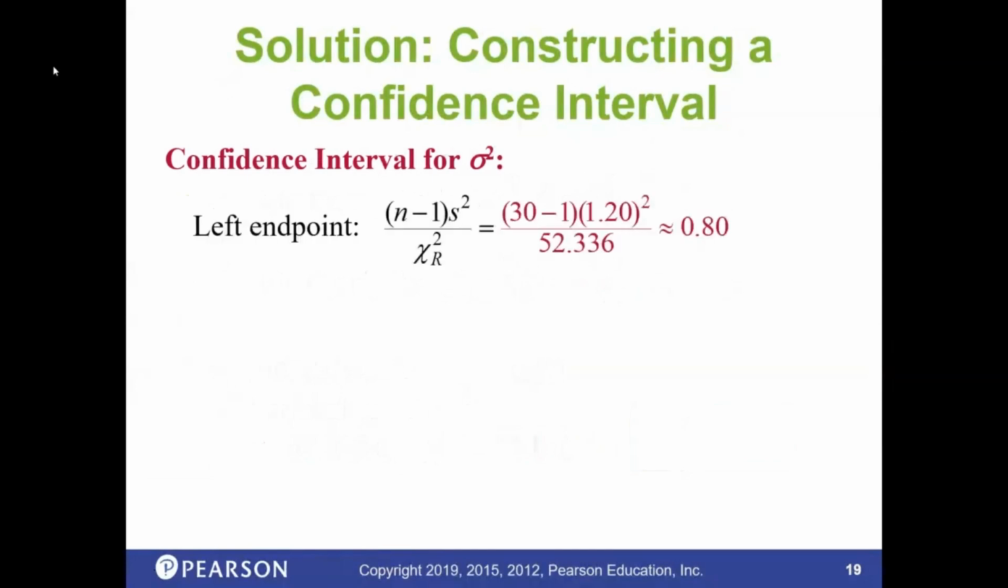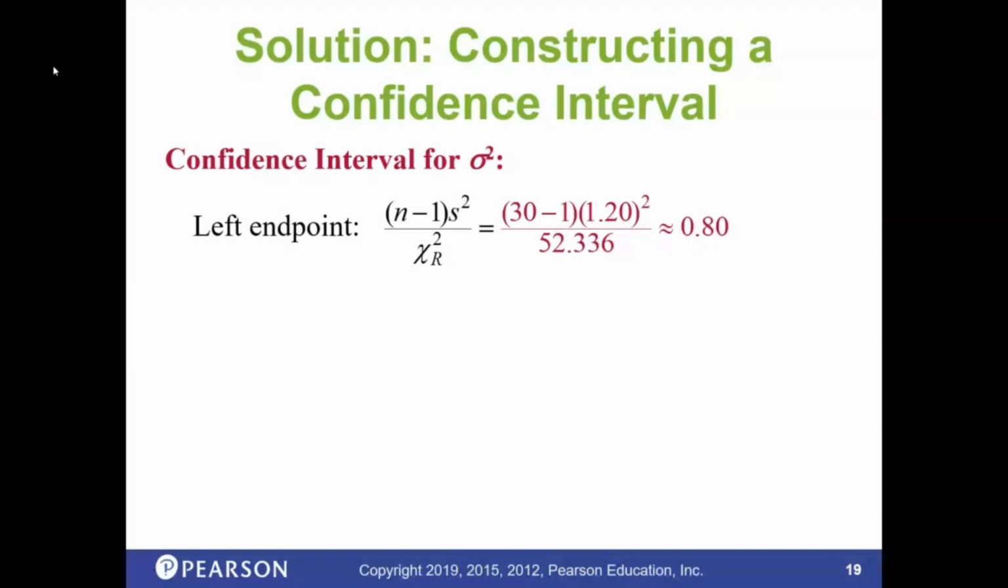Okay, so now we need to use our formulas for the left endpoint and the right endpoint. So I'm going to take n minus 1, that's 30 minus 1, or 29. And then remember, our s was 1.20, so I take that and square it. And then I'm going to divide that by my chi-squared r, which was 52.336. When you put that in your calculator, you'll get about 0.80. So just pay attention to how MyLab wants you to round.